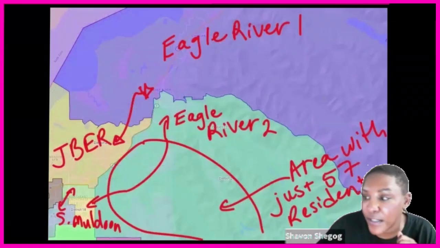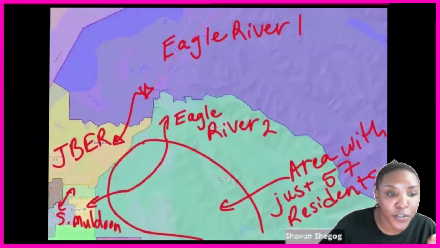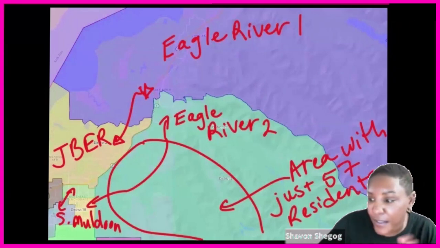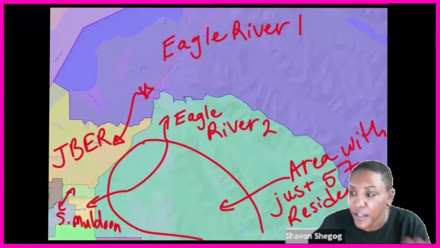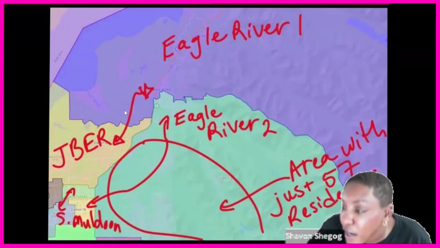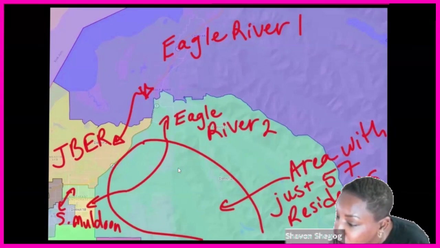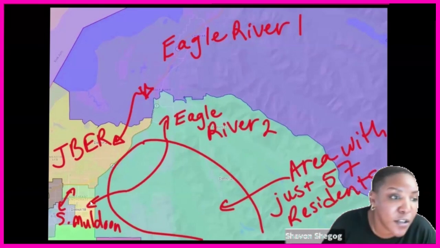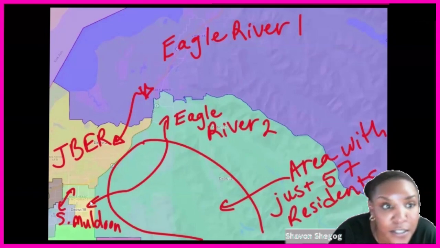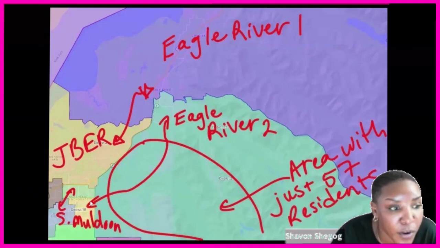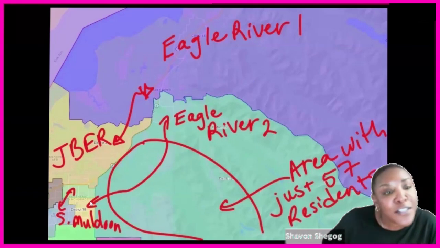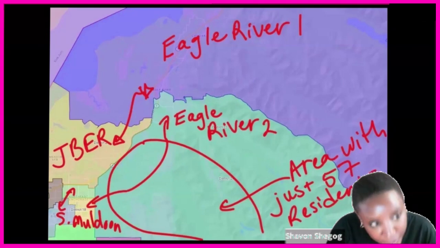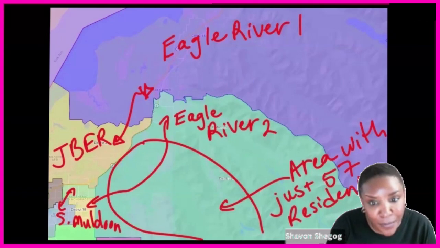So here's the map of how it was. You've got Eagle River, you've got JBER, which is the Joint Air Force and Army base, and then you have South Muldoon, and you have again, more of Eagle River. So they tried to take all of this and scooch it over into South Muldoon, where you're going to see brown and black folks more often than not. And Anchorage wasn't having it. And this is an area with just 57 people. Like, what are you doing? You think we're blind and foolish and dumb? No, we can read. We can see what's happening.